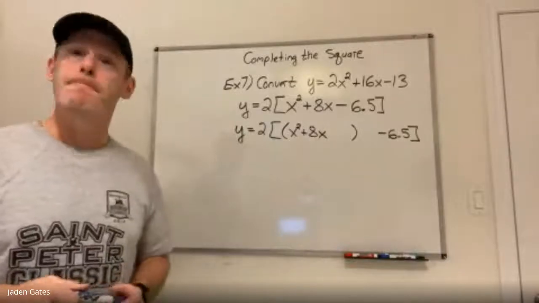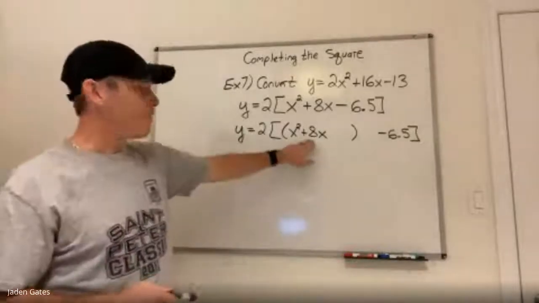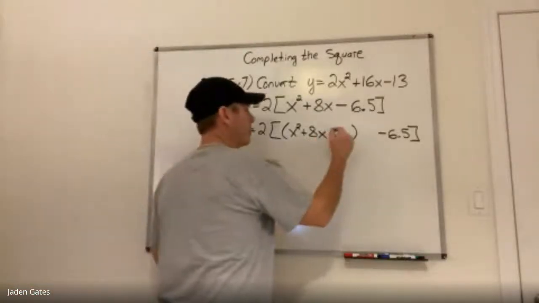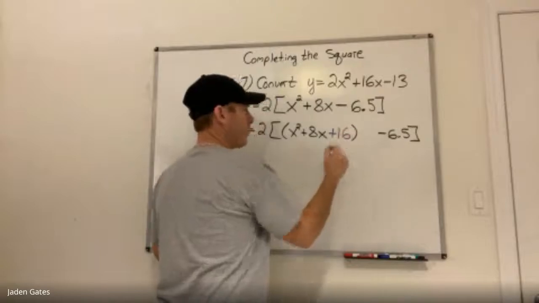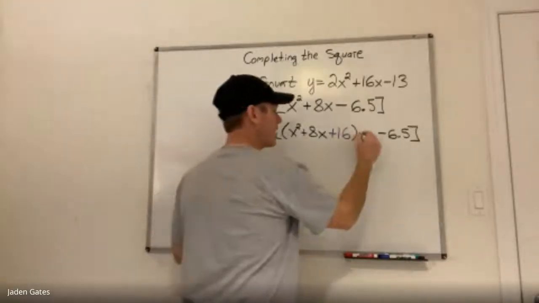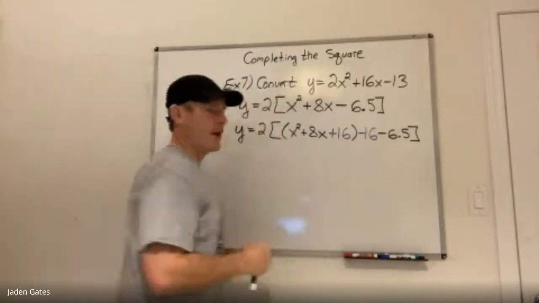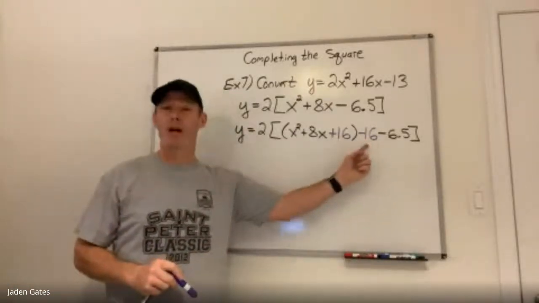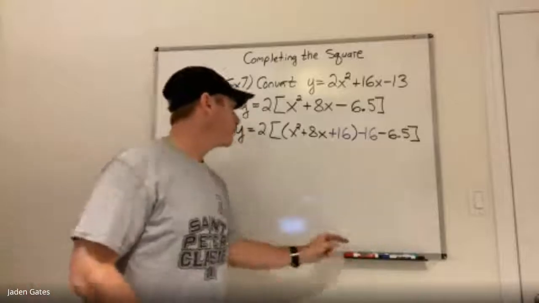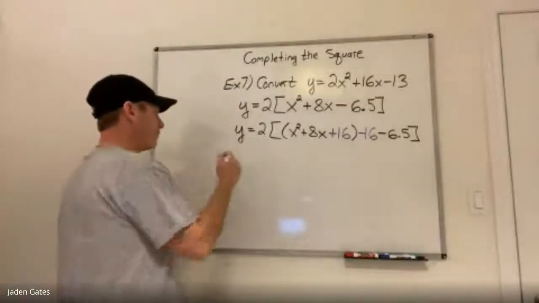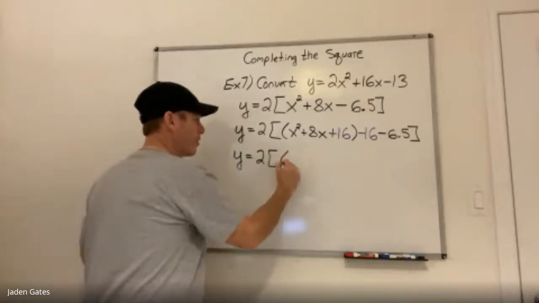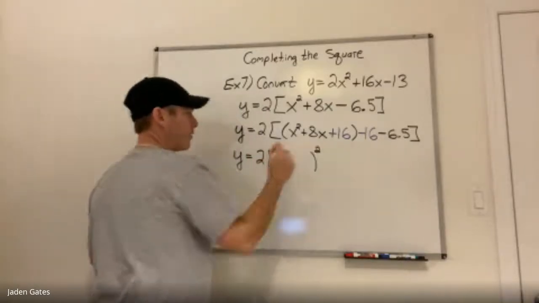16. Half of 8 is 4. 4 squared, there's your 16. So I got a +16 there and a -16 to balance it out. Again, if you're wondering, this one's always going to be plus, this one's always going to be minus. You always get that question. All right, and so now I can rewrite this because I've got my magic number in there. I've completed the square, if you will.